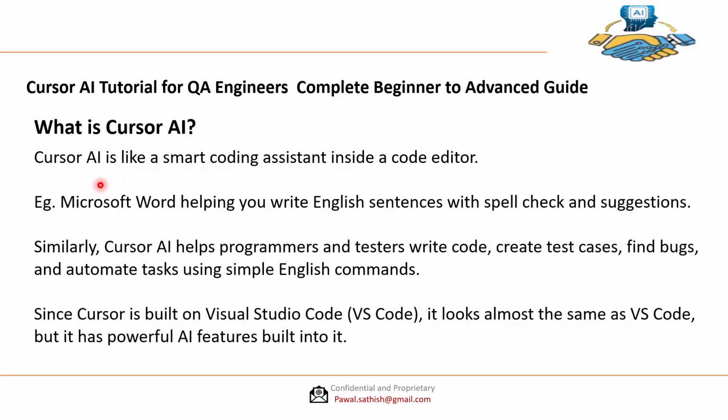Cursor AI is like a smart coding assistant inside a code editor. For example, when we are writing a sentence in Microsoft Word, it helps to write the sentence with spell check and suggestions. Similarly, Cursor AI helps programmers and testers to write code, create test cases, find bugs, and automate tasks using simple English commands.